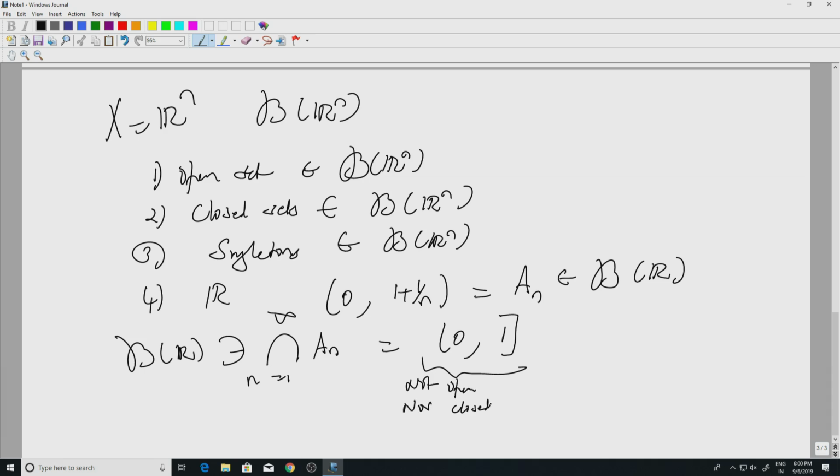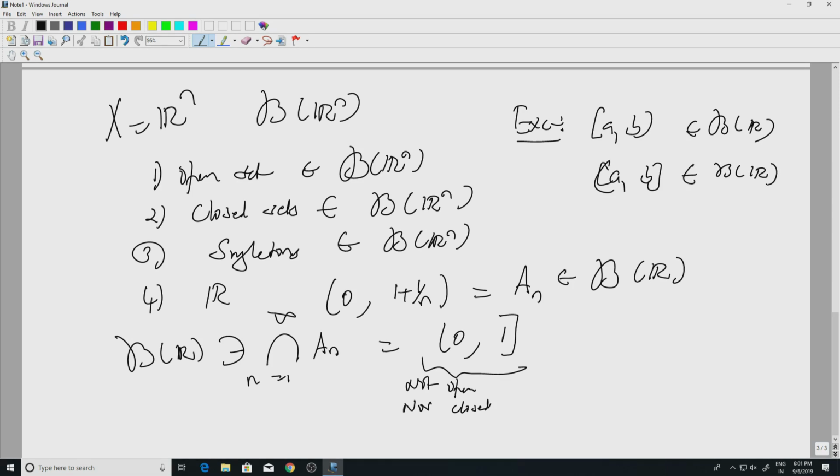So, there are sets of all kinds which are in B of R. A simple exercise would be to prove that sets of the form (a, b], open at a and closed at b, etc., are all Borel sets. Such sets will be in the Borel sigma algebra, and they are neither open nor closed.